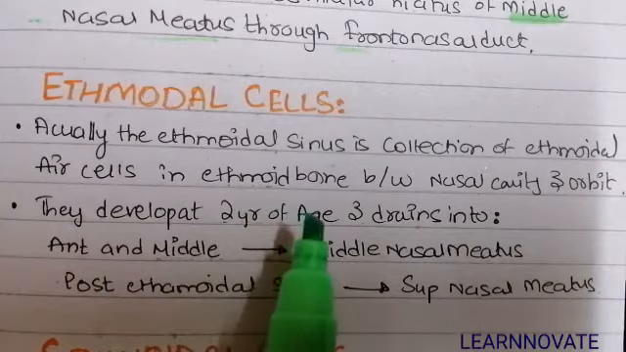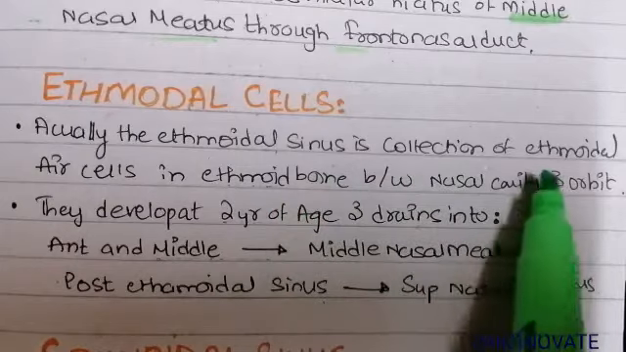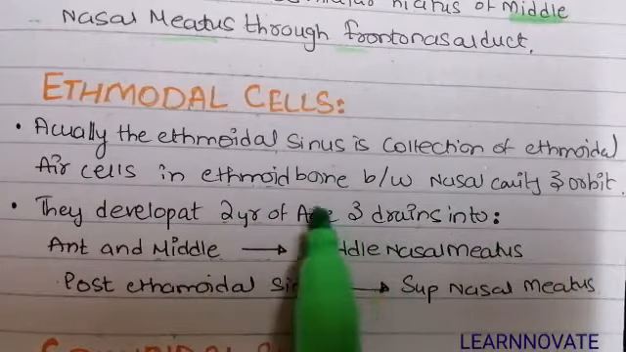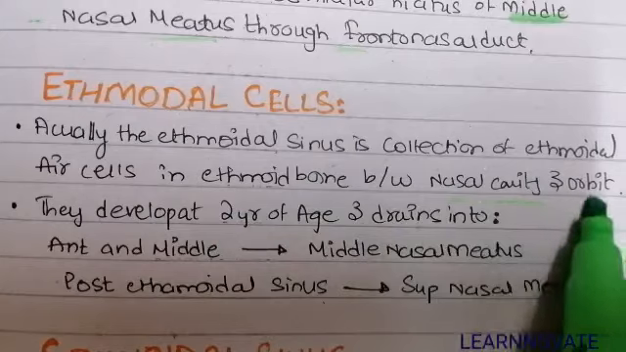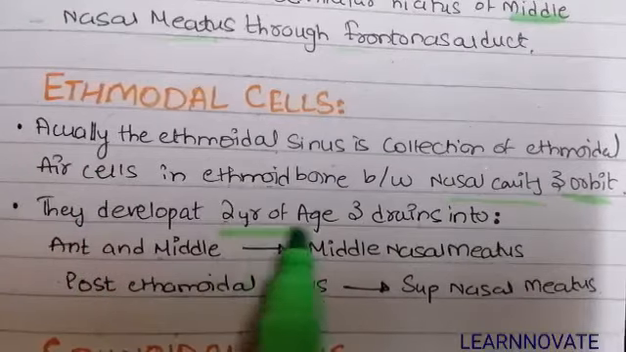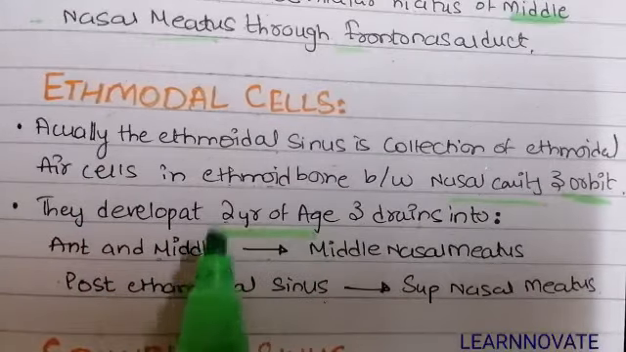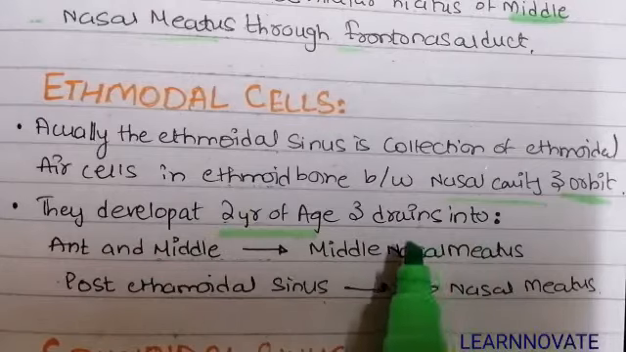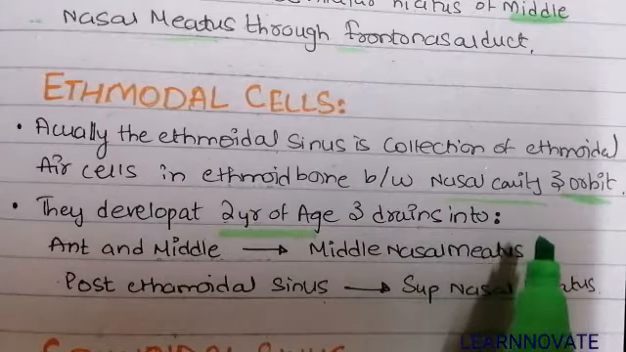Actually, it is a collection of cells. The ethmoidal sinus is a collection of ethmoidal air cells in the ethmoid bone between the nasal cavity and the two orbits that we have seen in the diagram. The ethmoidal sinus develops at the 2nd year of age. In the fetus, it develops at the 2nd year of age, and it is going to drain into two pathways.